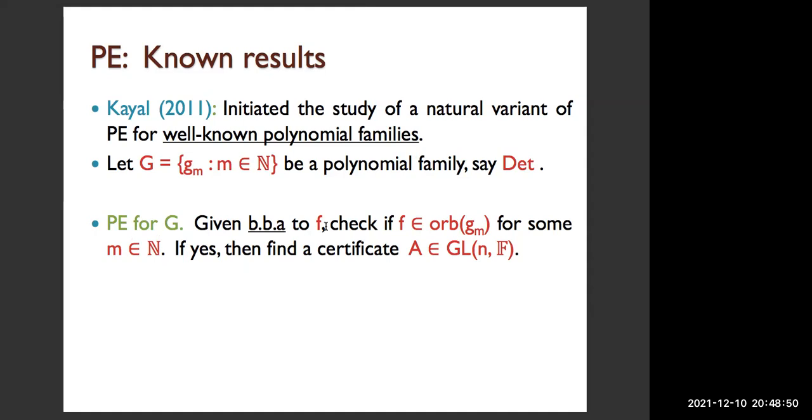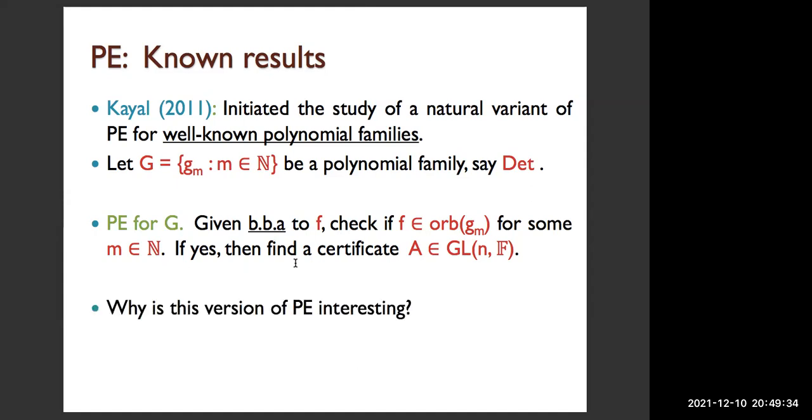This time, I give you black box access to F. Right? I'm doing this deliberately because, looking ahead, we know of efficient solutions for several well-known polynomial families where we are given only black box access to it. So that's why I'm defining the problems also with black box access to it, because we can solve it. So let me define it like this: given black box access to F, check if F is in the orbit of some G_m, right? Where G_m is taken from some polynomial family G. If yes, then you output a certificate A, right?